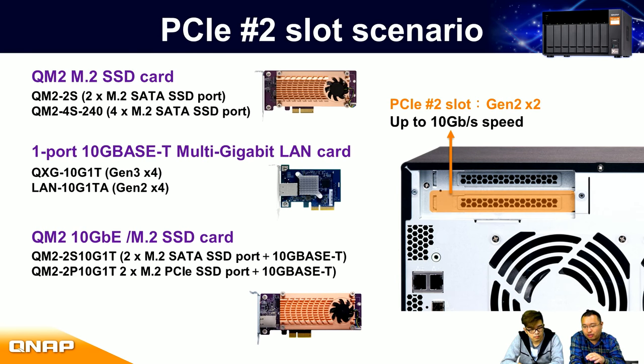And then the middle one will be the 10G BASE-T one just mentioned. You can fully utilize the 10G speed if you install this 10G card on the second slot. And the third one will be the QN2 10G M.2 combo. It requires just one PCIe slot space, but it gives you two M.2 SSDs and also one 10G BASE-T port, two in one.